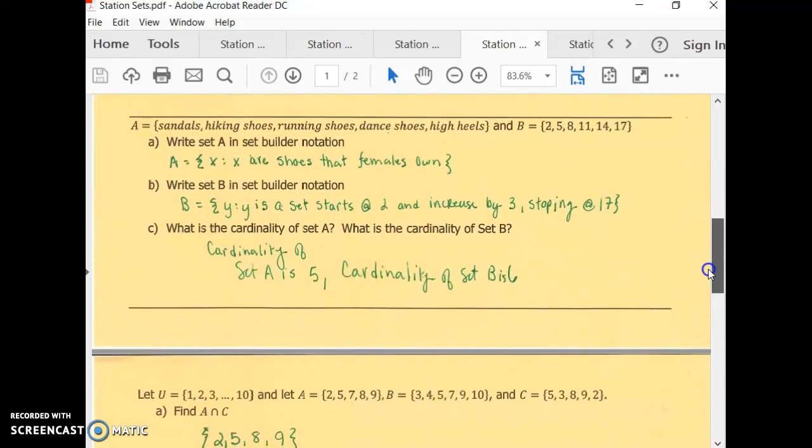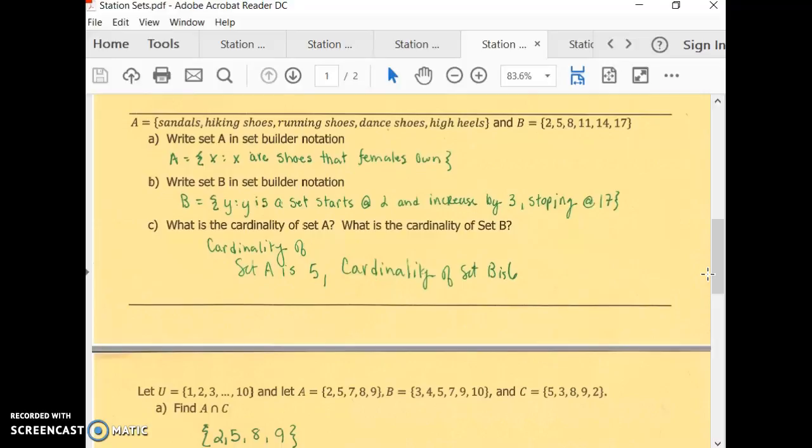So on the flip side, you have another problem very similar. Write a set A in set builder notation. So set A is in list notation, so I decided it is our shoes that females own. B, here's this. Y is a set that starts at 2 and increases by 3, stopping at what? 17. So I go 2, 5, 8, 11, 14, and 17.